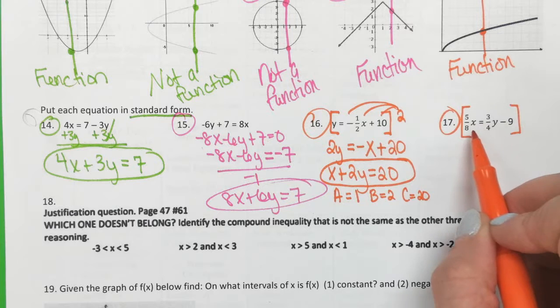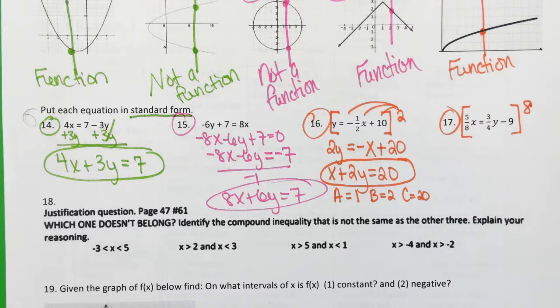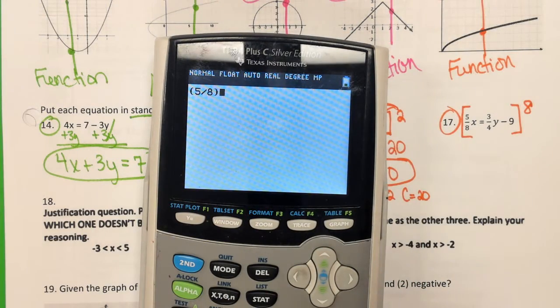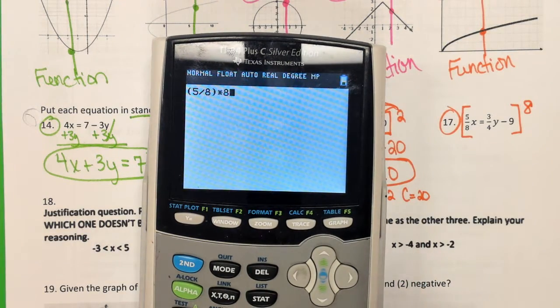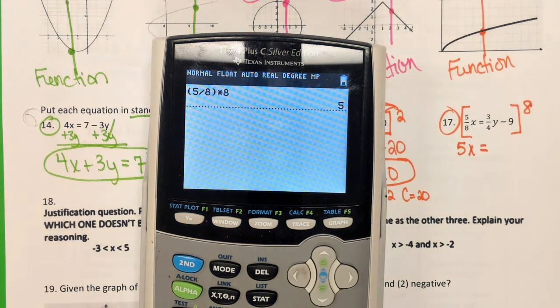What would you multiply to get rid of the 8 and the 4? 8. Very good. All right, you got calculators if you don't know. Parentheses, 5 divided by 8 times 8, and you get 5x. Parentheses, 3 divided by 4 times 8. Is that what you were talking about?